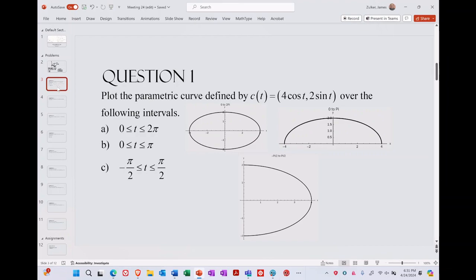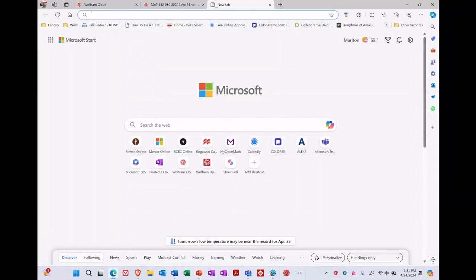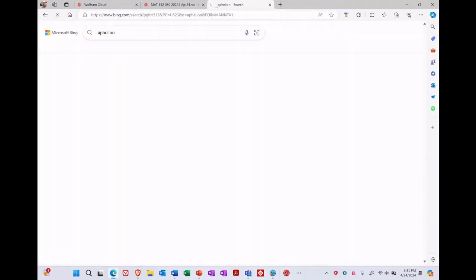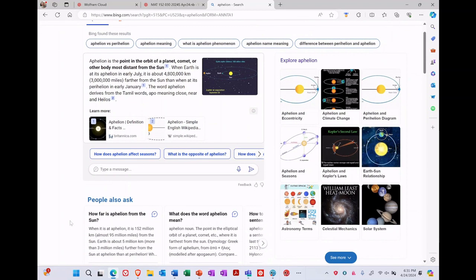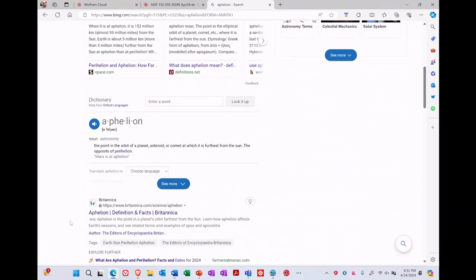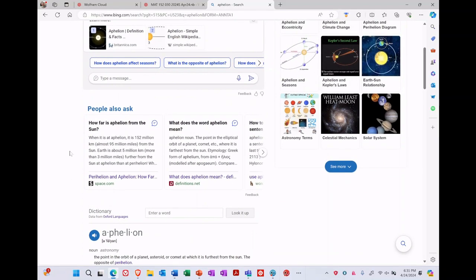Which means there is a point in the orbit at which Earth is closer to the sun than any other point. What do they call that? Is that the aphelion? No, aphelion is furthest from the sun. What's the other one? Perihelion, that's what I thought. Then the perihelion is the point at which it's closest to the sun.